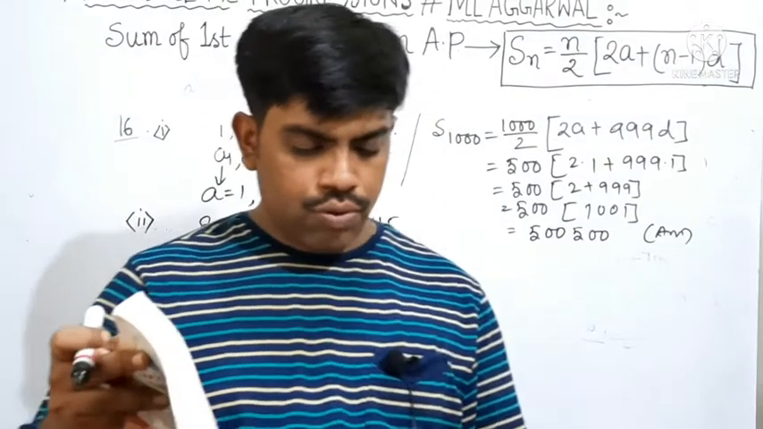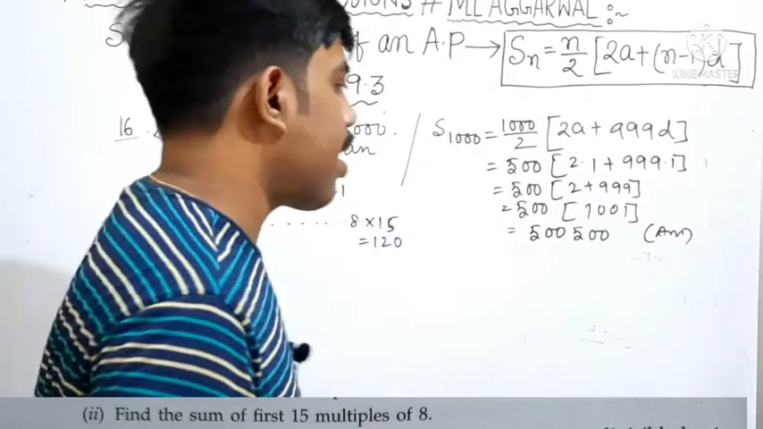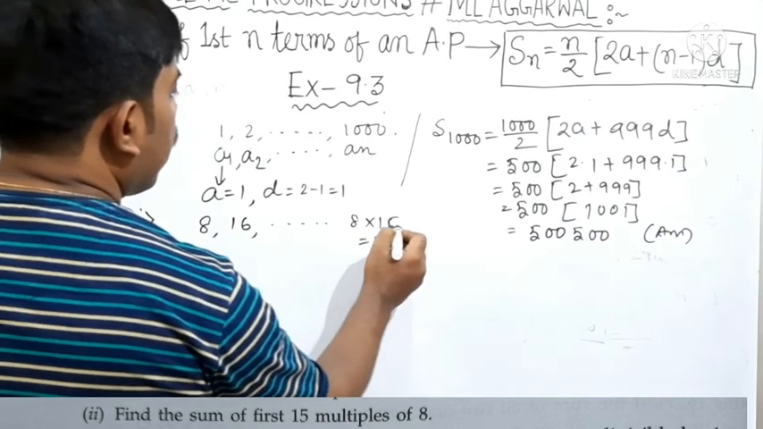In problem number 16.2 we have to find the sum of first 15 multiples of 8. So at first I write down the multiples of 8, and here it is 8, 16, up to 15 multiples.